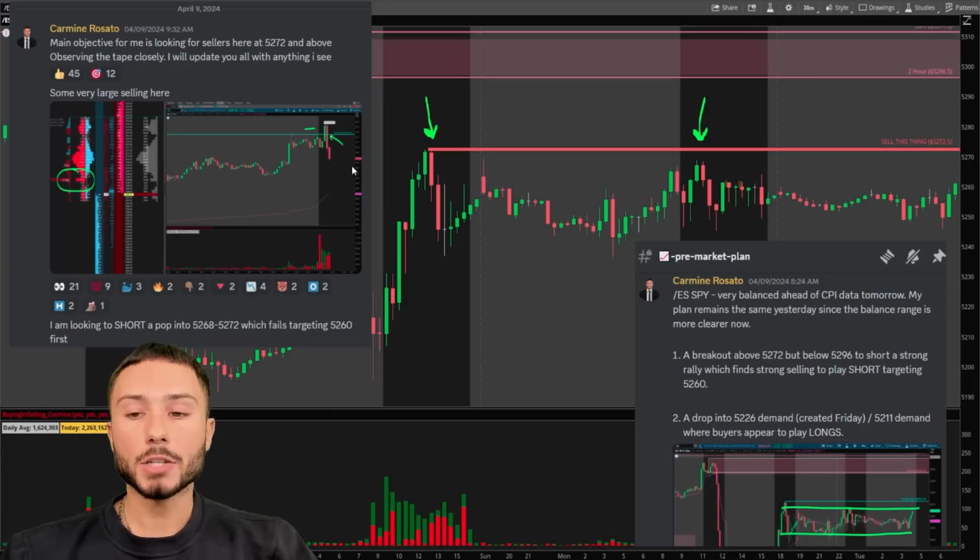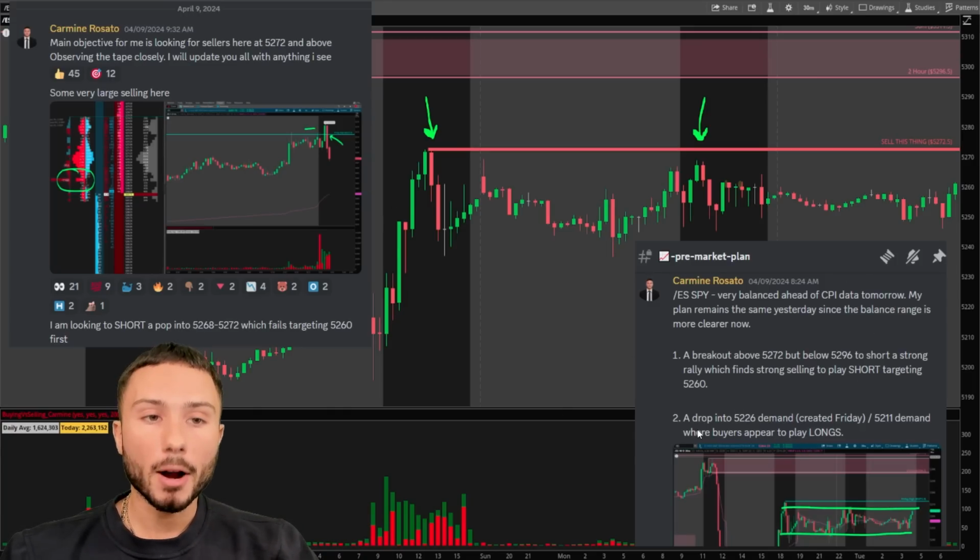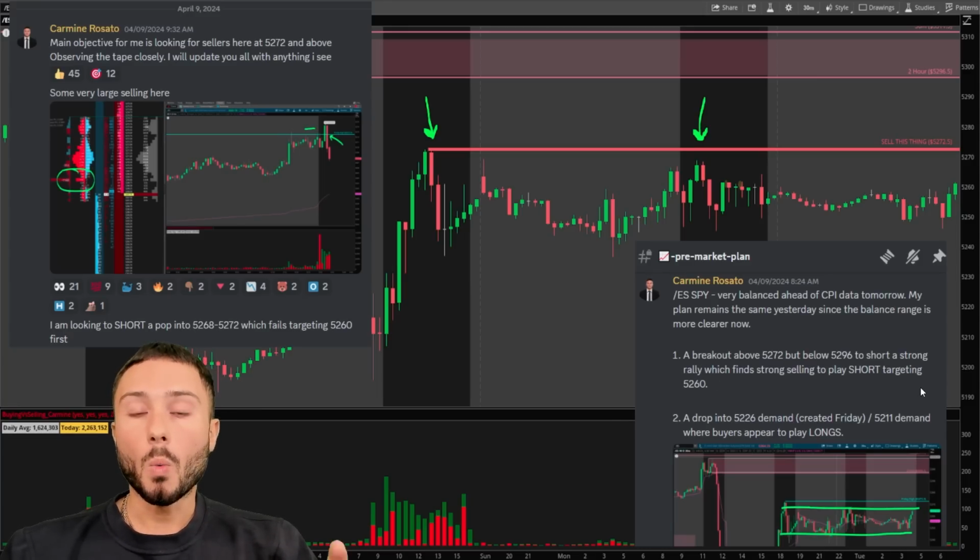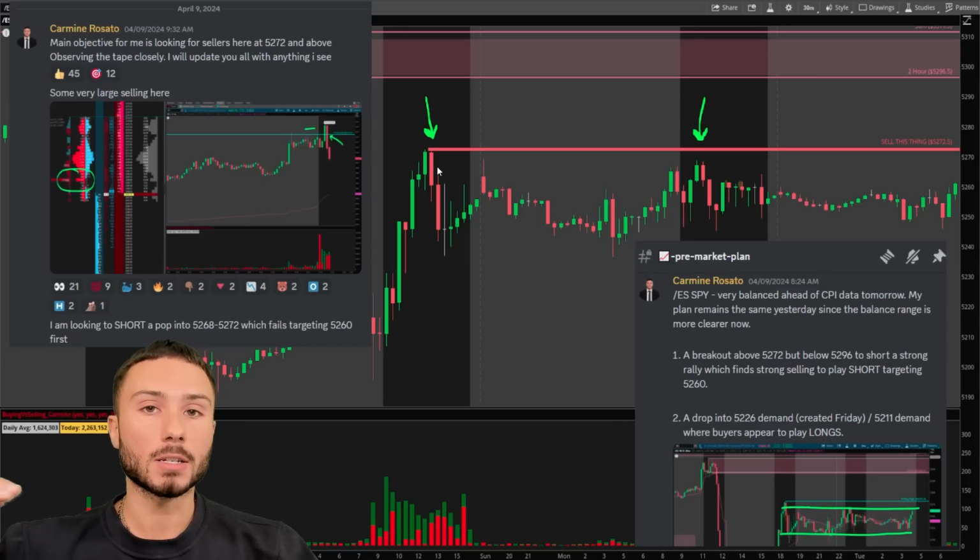And these are screenshots from my community of my pre-market plan and my commentary in real time as the market is developing. What I was watching for was a breakout to find sellers to play short. Why did I want to see that? Well, I know a lot of traders will place their stop losses above the high.